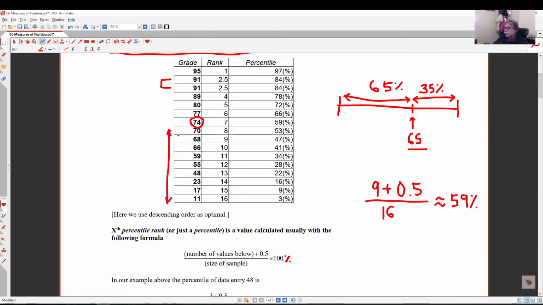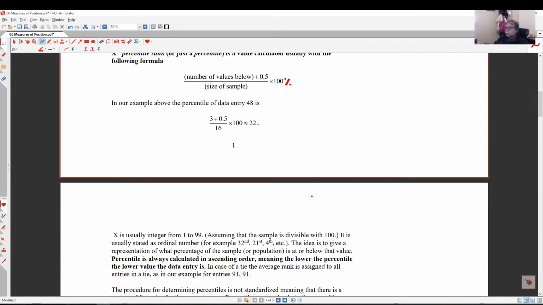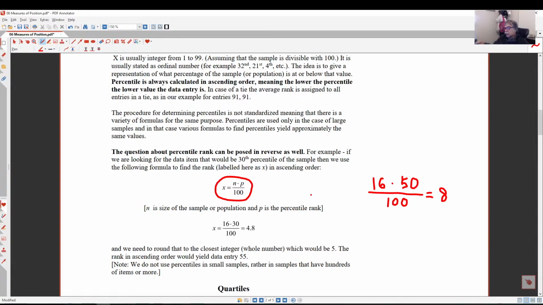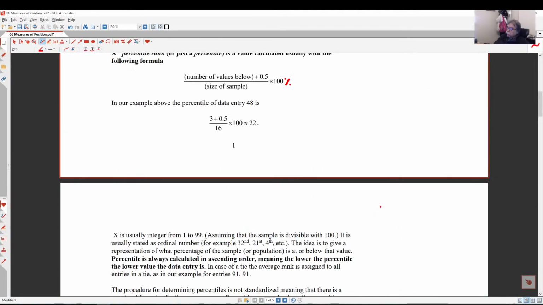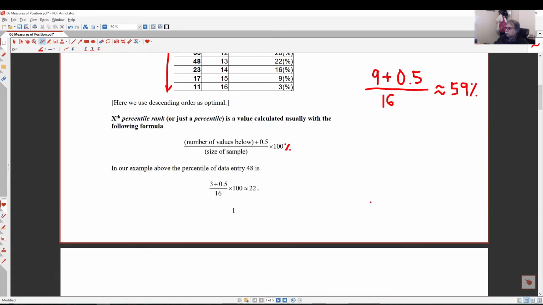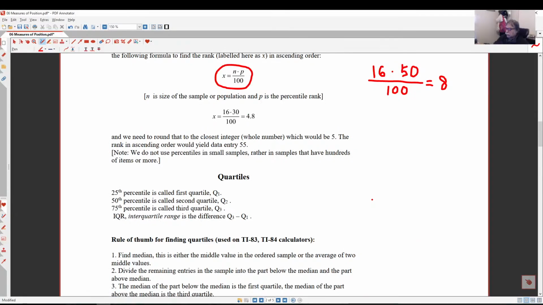Next one. As a matter of fact, the 50th percentile should divide the sample into 8 and 8, 50 and 50%. So again, the confusion here could be because we are really using an approximation, and we do not use percentile rank as a measure for a position in a small sample. This is a small sample, okay? So this is one thing to remember.